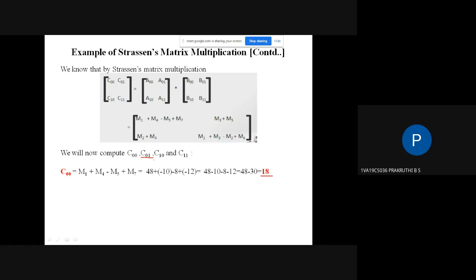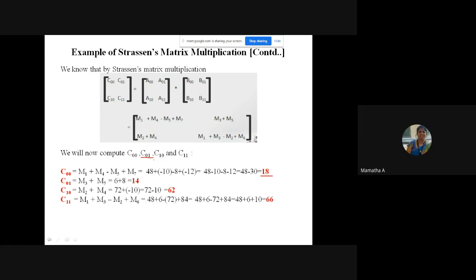Okay. Can I get the answer for C01? Students? 14, ma'am. I think it is M3 plus M5. So M3 plus M5 is 6 plus 8. That is 14. Similarly, C10. 62, ma'am. Yes, the answer is ready for us. And similarly, C11. 66, ma'am. You can compute, see that the values are computed in this way. Finally, you can tell the result of the product. One second.